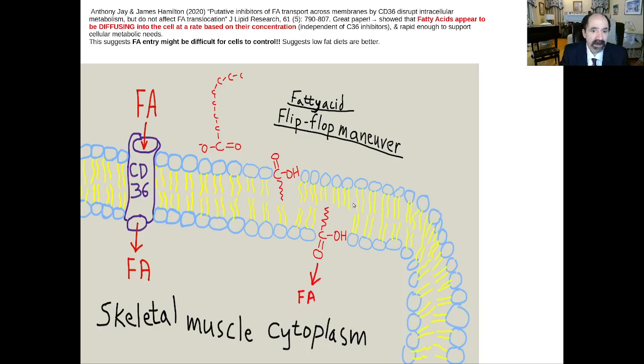And there's a great paper here. It's listed right at the top of the slide by Anthony J. and James Hamilton from 2020. And it's inhibitors of fatty acid transport across membranes by CD36 disrupt intracellular metabolism, but do not affect fatty acid translocation.